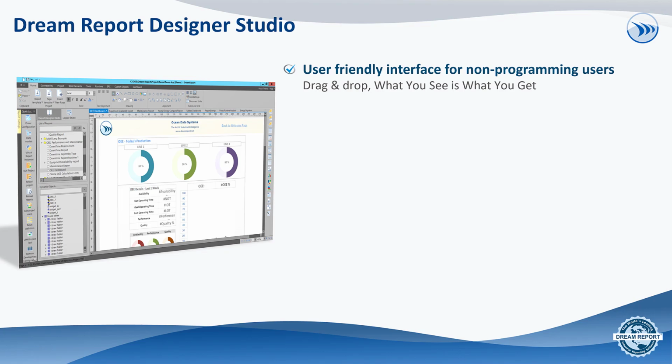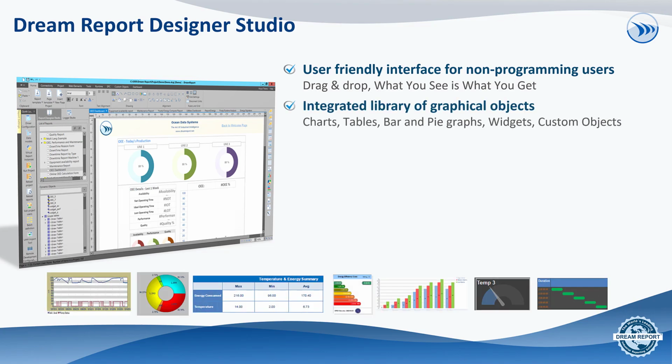The Dream Report Designer Studio is where you're going to lay out and configure your reports. It looks and feels a lot like you're working in an HMI studio, so it's going to feel very comfortable and very familiar to you. Really what you see here in Studio is what you're going to get when these reports are generated. We have a nice set of graphical objects that are used to show this data in context and make this content pop out and get highlighted in your reports.